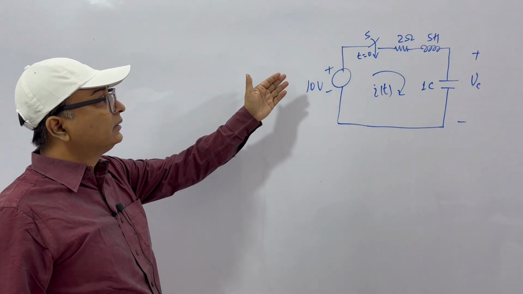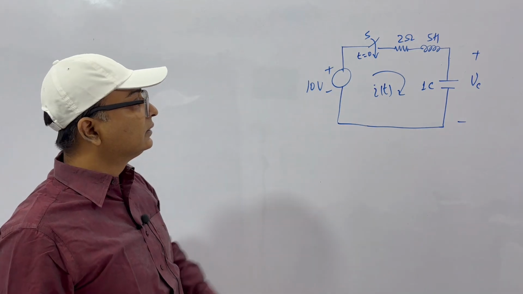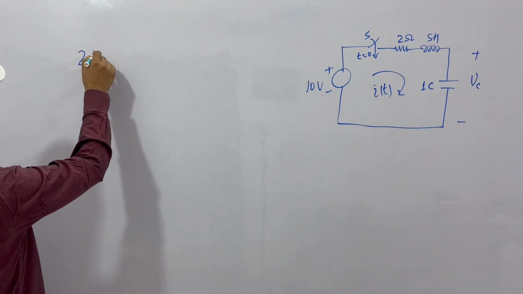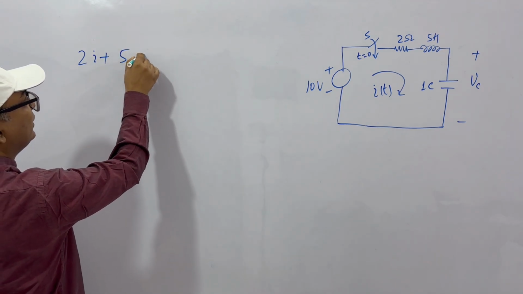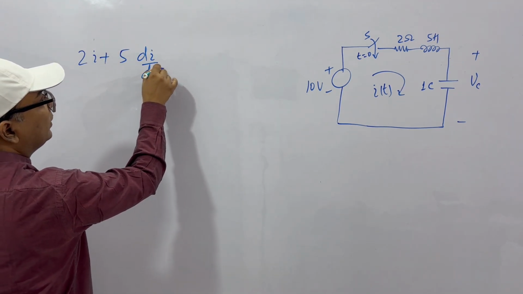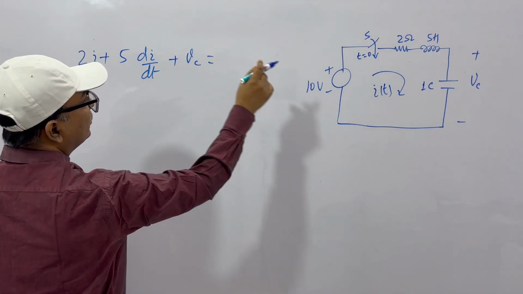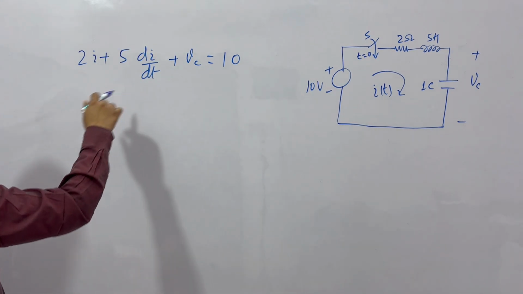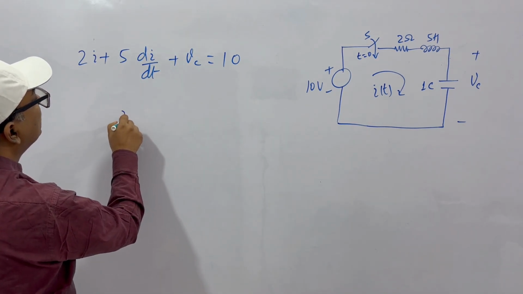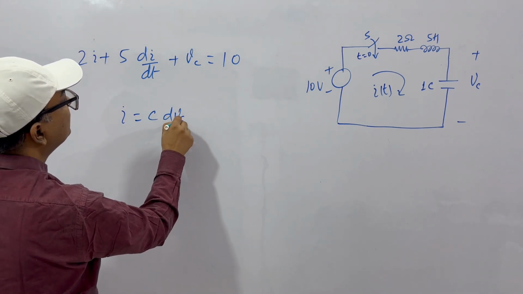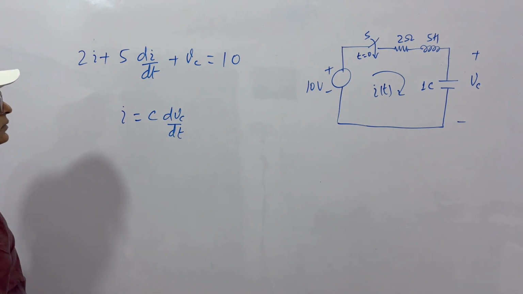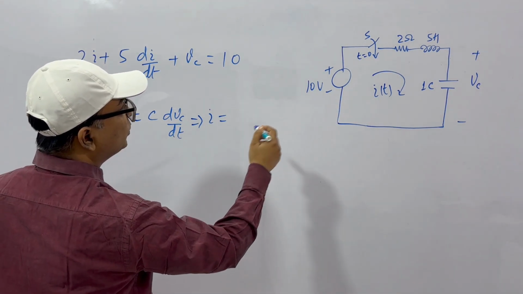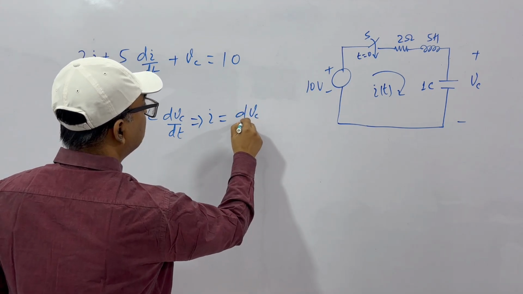Let's see an example. This is an RLC circuit in series. So what do we have? KVL. It will be 2i plus L di by dt, that is 5 di by dt, plus, let's say, Vc, the voltage across the capacitor, equal to 10 volts. Okay, so this is the equation. But what is i? It is C dVc by dt. Okay, so from here what you get, i is equal to C, C is 1, so it is dVc by dt.